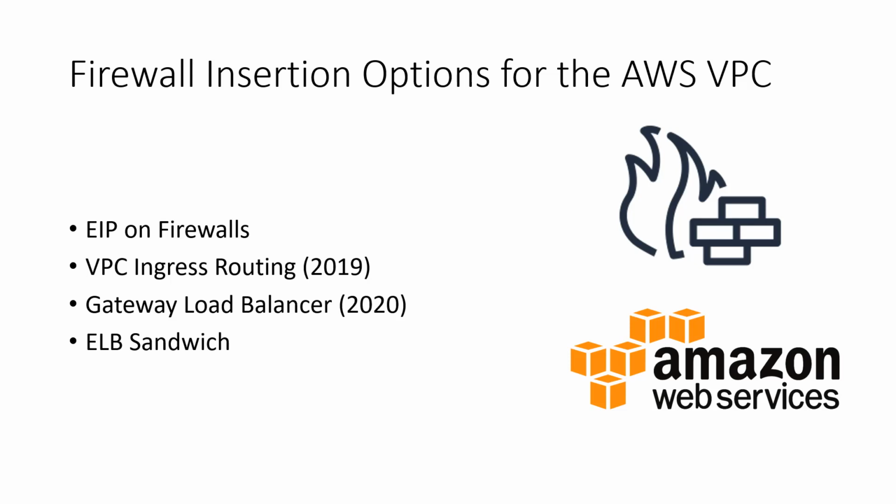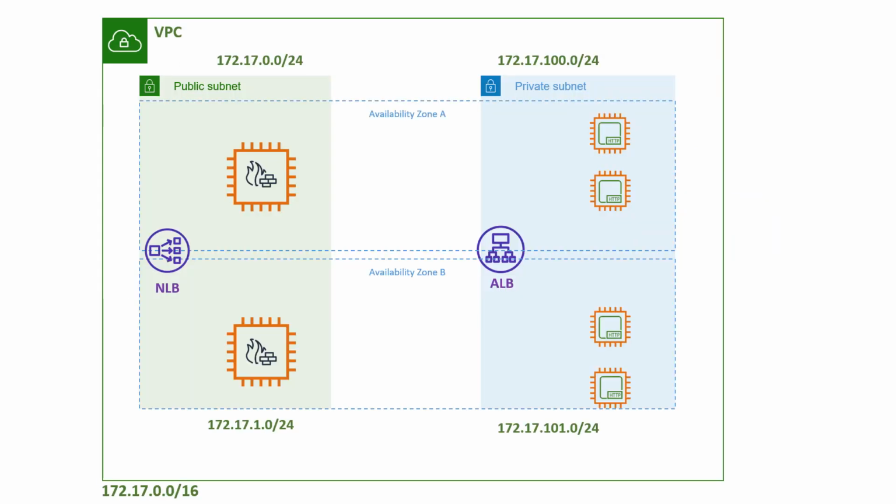Today, I'll be discussing how we can use the ELB Sandwich architecture to force traffic to go through a firewall in your VPC. The objective here is to perform inbound and outbound inspection using stateful firewalls. We want to do that in a highly available and fault-tolerant way. The workload that we're trying to protect is a web service.